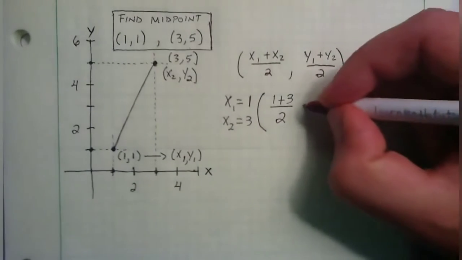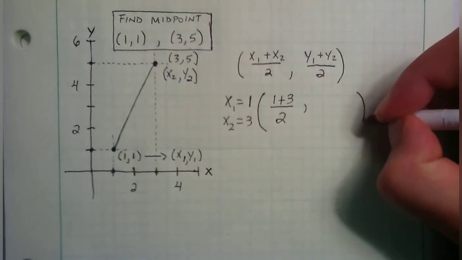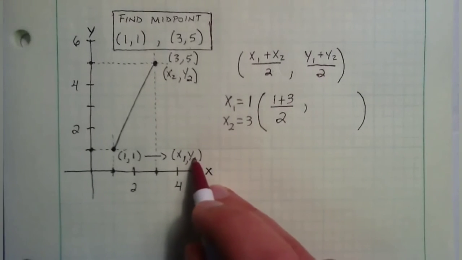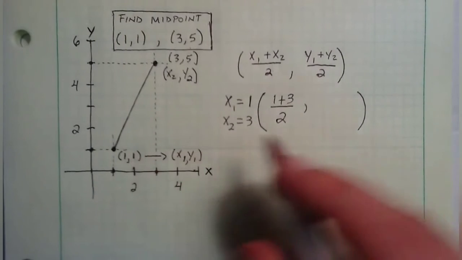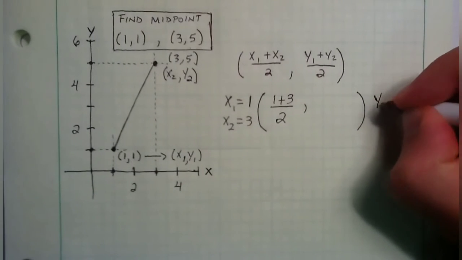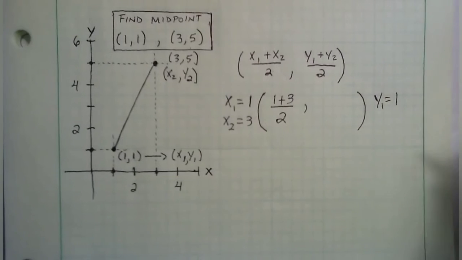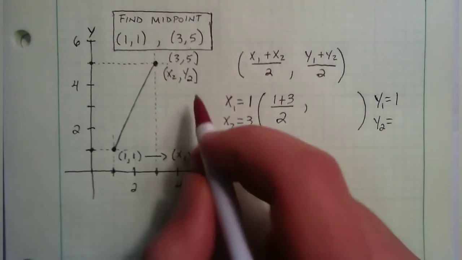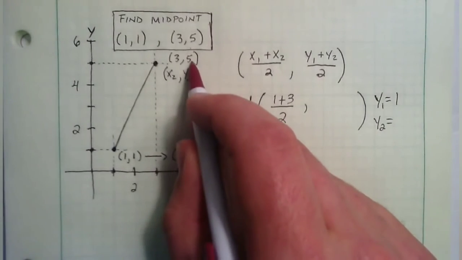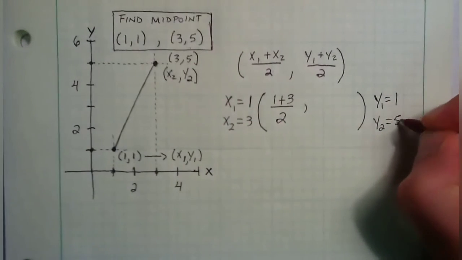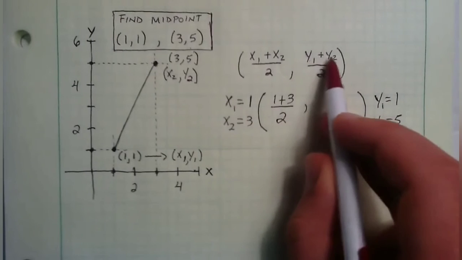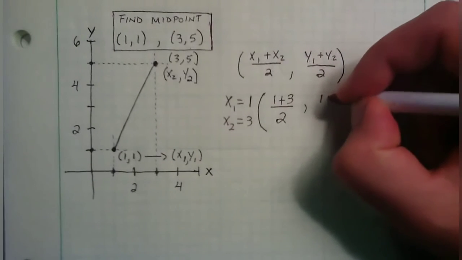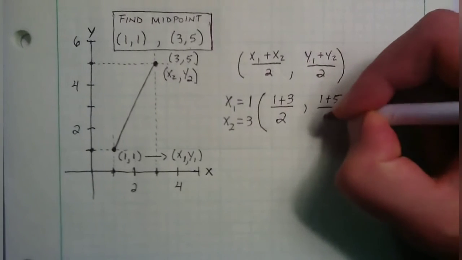And so now we want to find our y1 and our y2. And so y1 refers to the right-hand side, or the y component of this point, which is a 1. And the y2 refers to the right-hand side, or the y component of this point, so that's a 5. So then really, y1 plus y2 is simply 1 plus 5. And then that's divided by our 2.